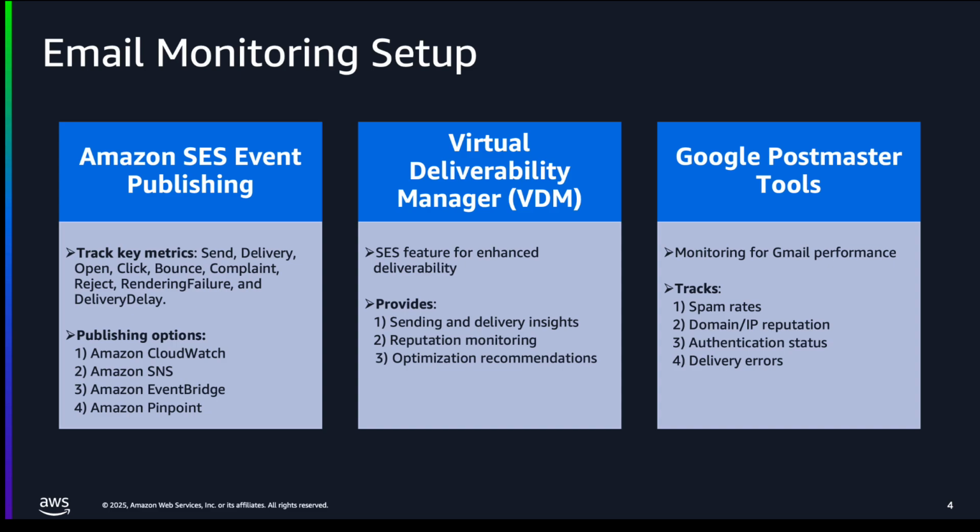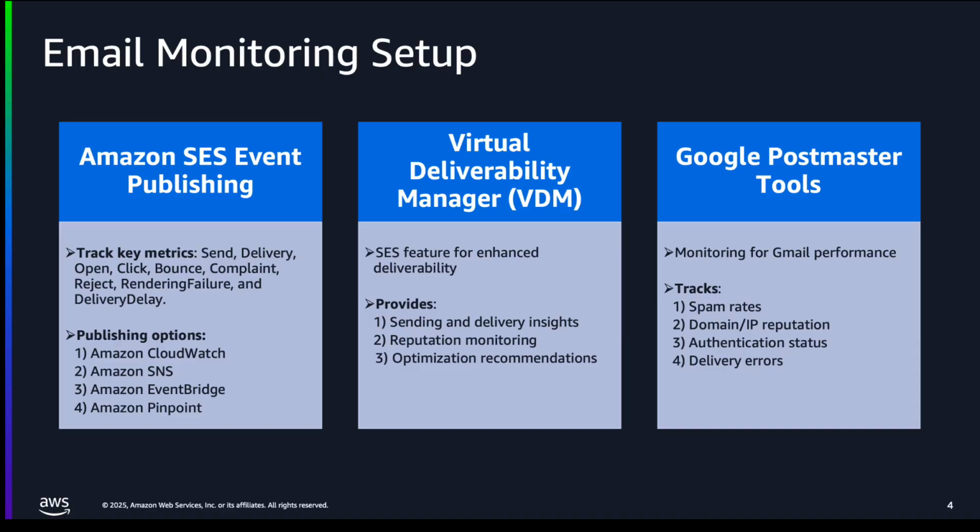You can set alarms when bounce rates exceed 5% or complaint rates exceed 0.1% to take immediate action and protect your sending reputation. SNS notifications provide real-time alerts. When someone marks your email as spam, you get a notification with their email address so you can remove them from your list. EventBridge enables automation. For example, automatically pause sending if complaint rates spike or trigger a Lambda function to update your database when emails bounce.